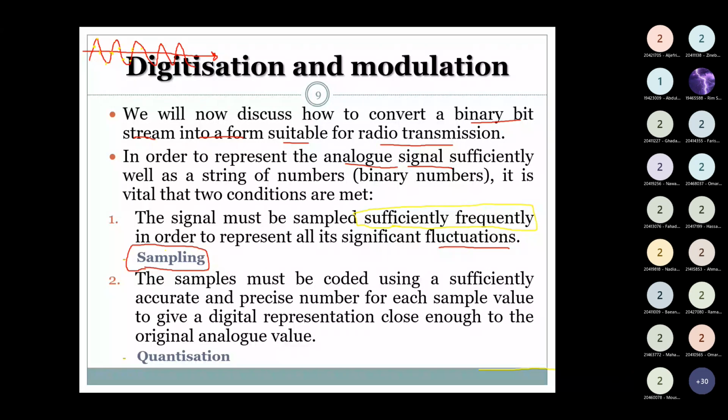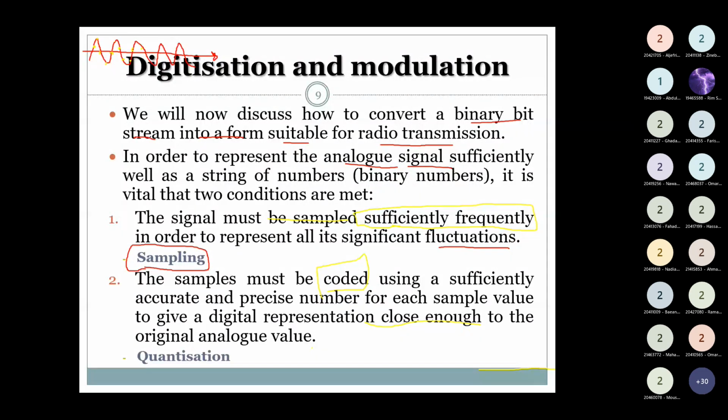Once we have these samples, the samples must be coded using a sufficiently accurate and precise number for each sample value, to give a digital representation close enough to the original analog value. This is called quantization. Do you understand that? What does quantization mean? It is the fact that these samples are coded with an accurate and precise number.